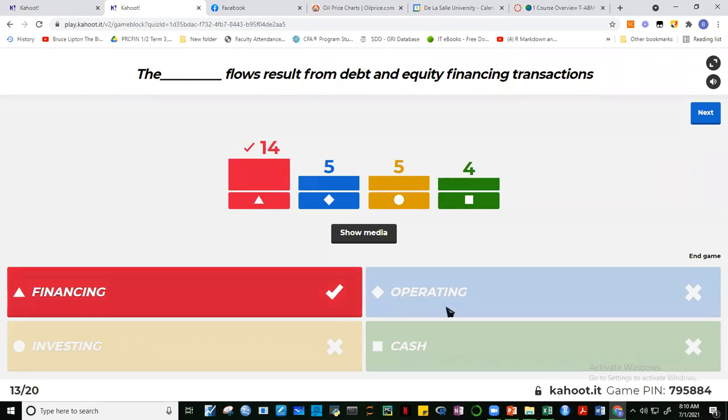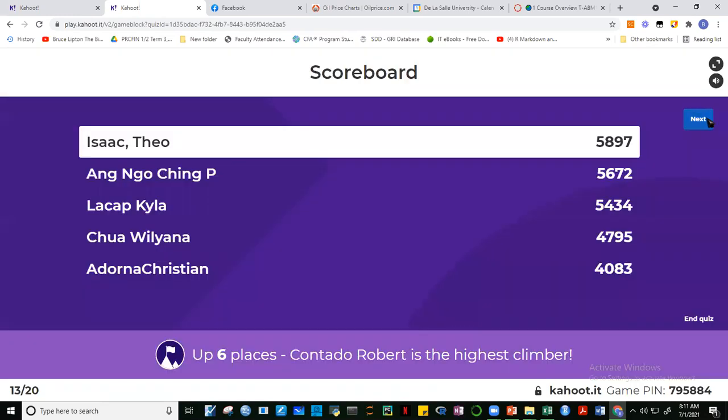Yung operating kasi guys, changes in your current assets and your current liabilities, no? Okay? Kunyari, bumili ng inventory, operating activity 'yon. Ang investing naman are movements in your fixed assets, no? Bumili ng equipment, investing 'yon. Okay? Alright, so 14 of you got it. Kasi sabi ito, flows from debt and equity financing transactions. So that's financing. So next.